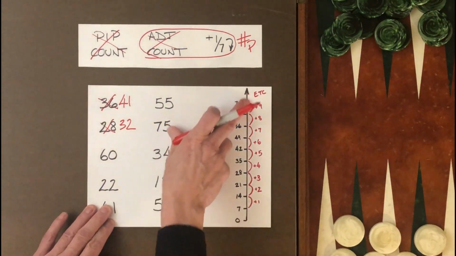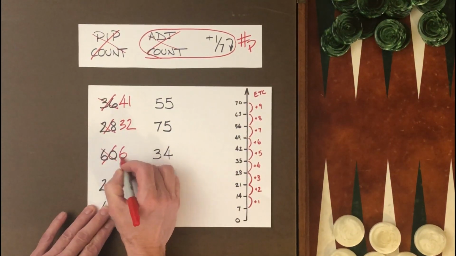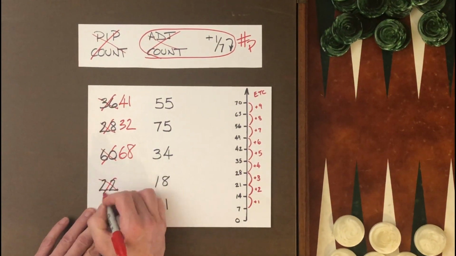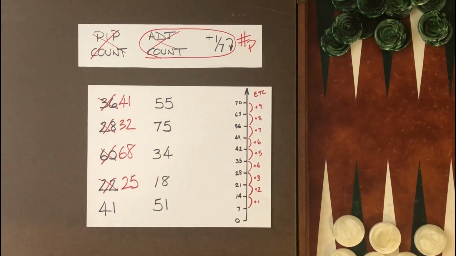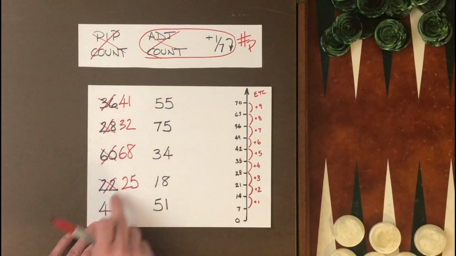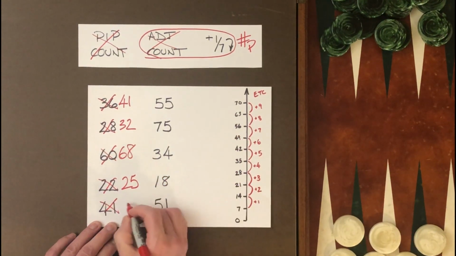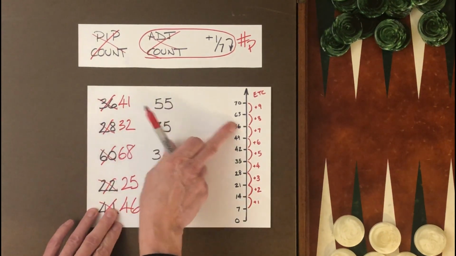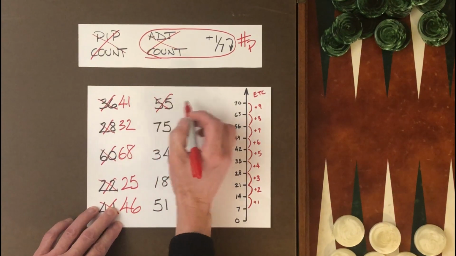60. 63 would be 9. We're just under that, so we're going to add 8. 22, just above 21, so we're going to add 3. 25. 41. 42 would be 6, so we're going to add 5 because we're just underneath that. 46. 55. 56 would be 8. We're just underneath that, so we're going to add 7.